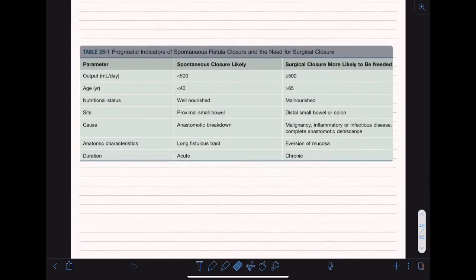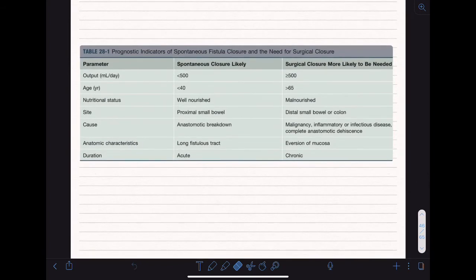Now, what are the prognostic indicators for spontaneous fistula closure and need for surgical closure? Spontaneous closure is likely when the output is less than 500 ml per day, that is a low output, age less than 40 years, when the patient is well nourished, the site of fistula is in the proximal small bowel, and the cause is an anastomotic breakdown. The anatomic characteristics include a low fistulous tract and when the duration is acute.